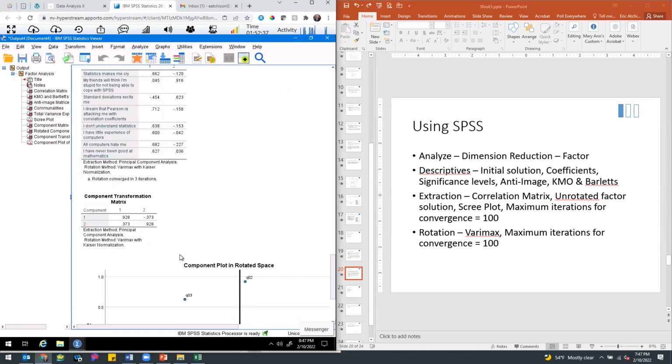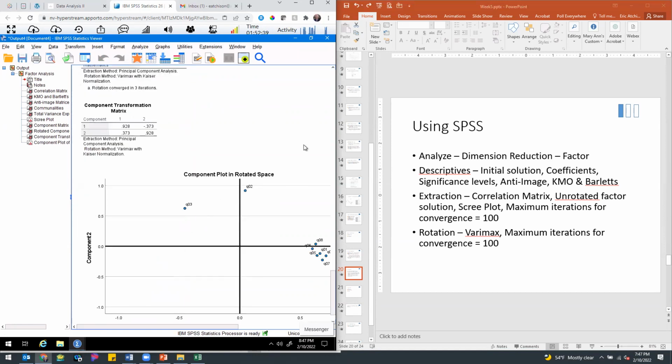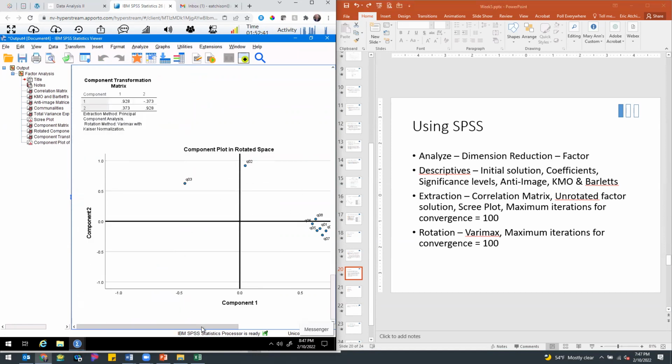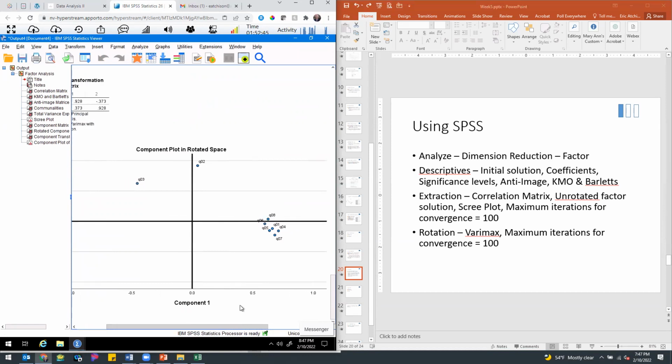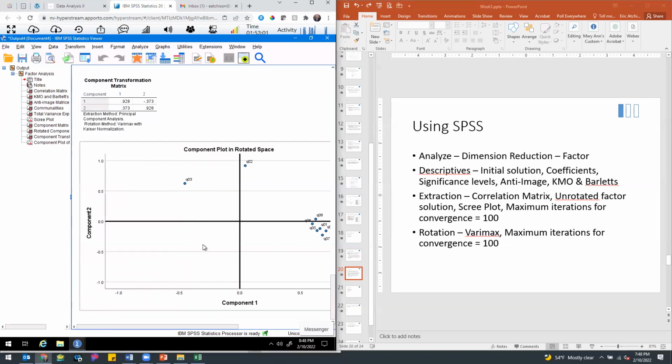So this is what I told you we would eventually see visually. Items 1, 4 through 8. Look at how much they group together in this space. These two aren't too close, but they're a heck of a lot closer than they are to these, right? And this is the rotated solution.